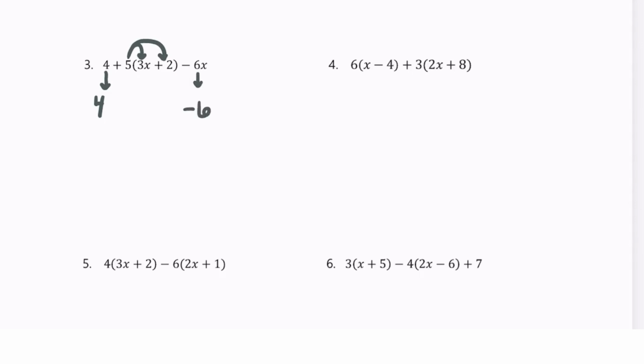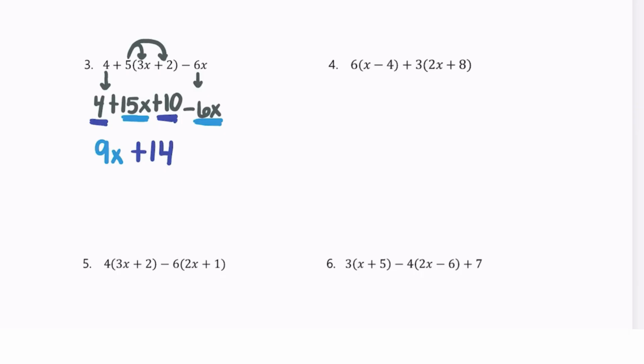And then we're going to bring down that -6x. So 5 times 3x is going to leave us with 15x. And 5 times 2 will leave us with +10 when we distribute. And then we have that -6x. So looking here, we do see two x terms. We see 15x minus 6x. So now we're subtracting. 15 minus 6 will leave us with 9x. And then we see two constants. We see 4 plus 10, which will leave us with 14. So always make sure you get rid of those parentheses first.